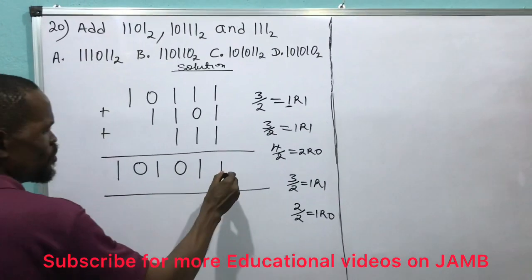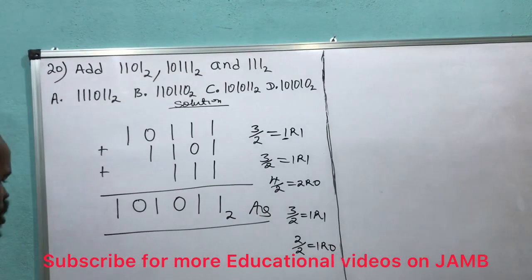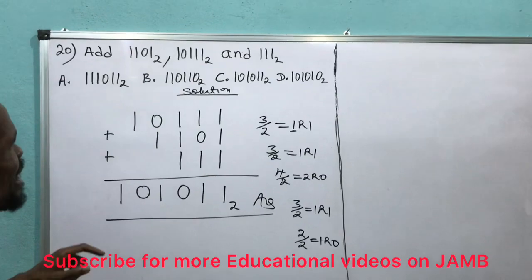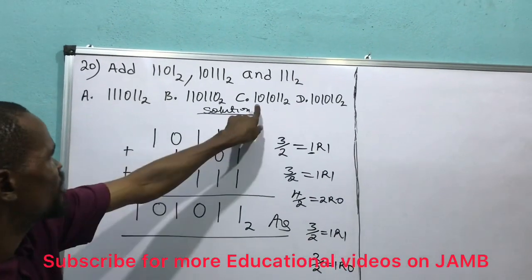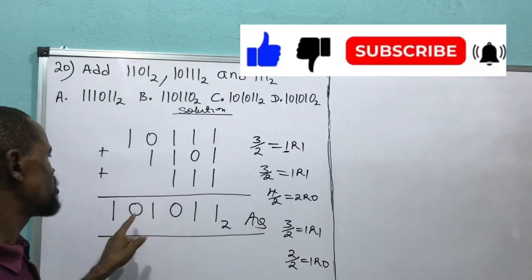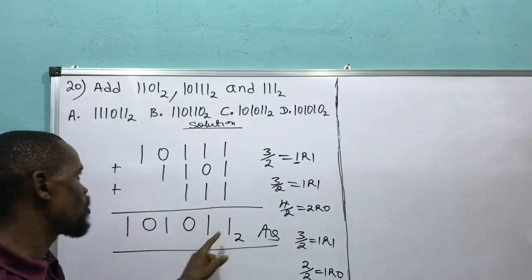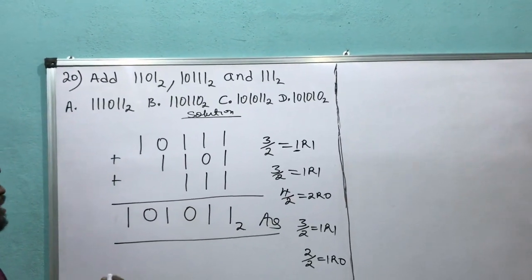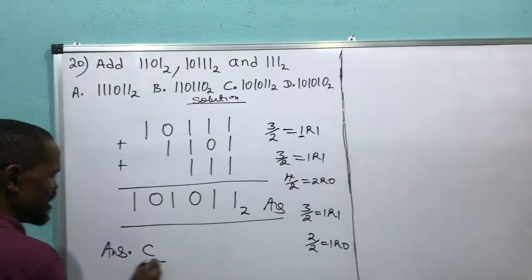And my answer will be in base 2. I have to look for the correct option in this answer. I can now see that this is not it. I have this to be 1110011 base 2. That means my answer is option C. C is my answer.